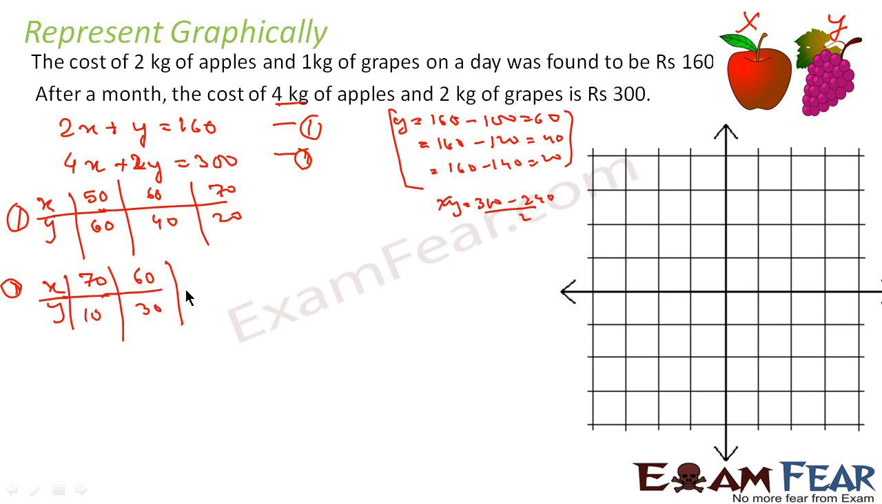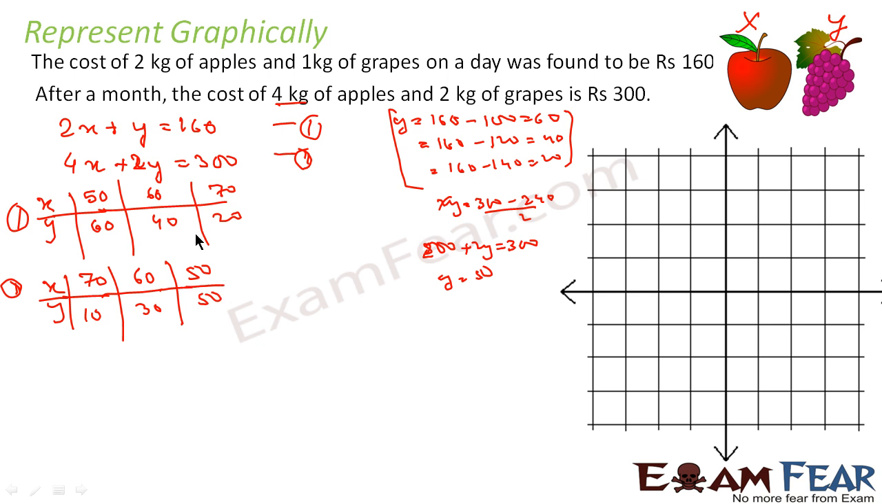Correct. Now if I take 50, I take 50 also. So 50, this becomes 4x, that is 500. 4 into 5, 20, 200 plus 2y is equal to 300. I am taking this equation, 4x is equal to 4 into 50 is equal to 200. So I will get y is equal to 100 by 2, that is 50.